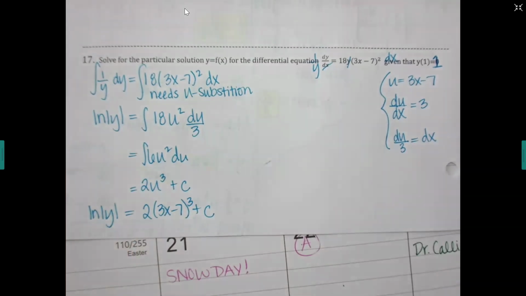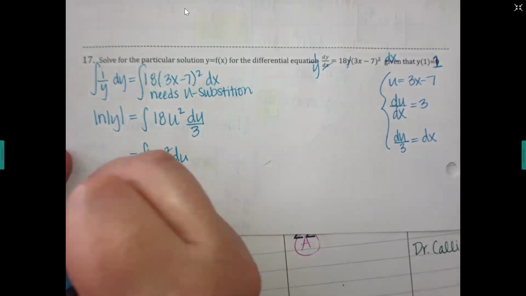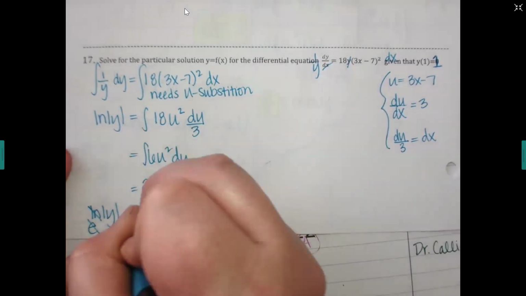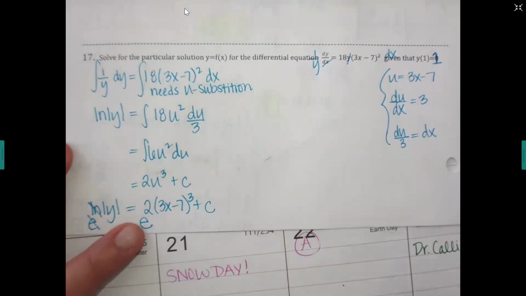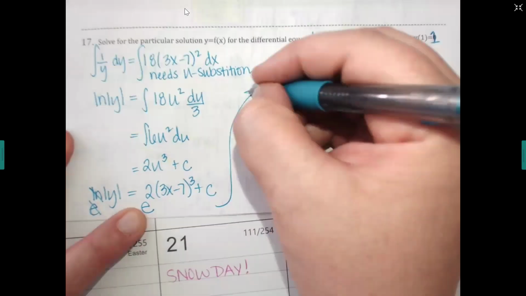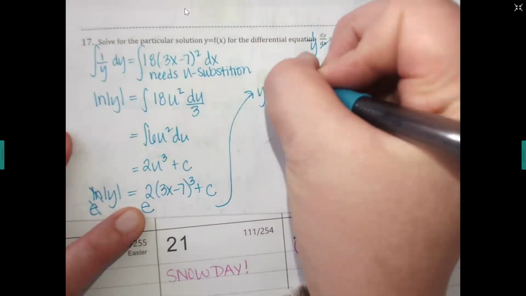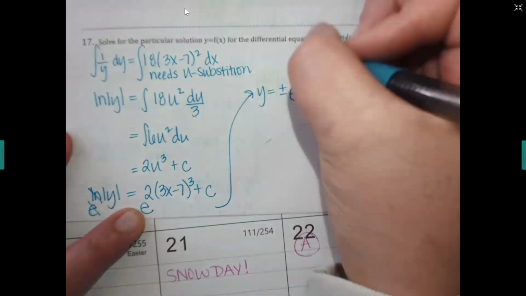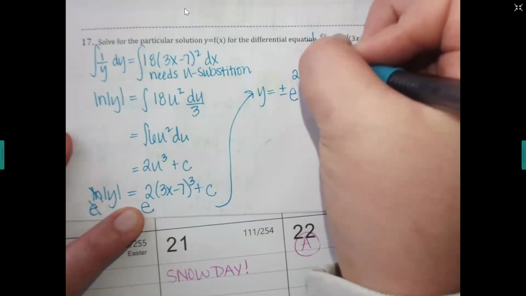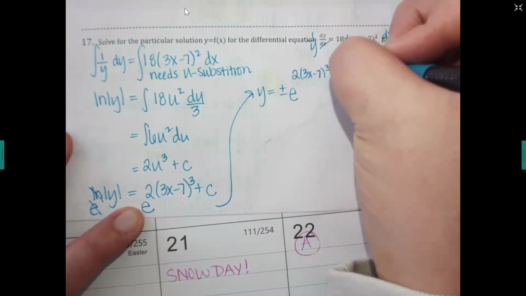Now remember, you really need to get this by itself, the y. So how do I get rid of the ln? E it. And then how will I get rid of the absolute value bars? Plus or minus. So it'll be plus or minus e to the 2 times (3x minus 7) cubed plus c.